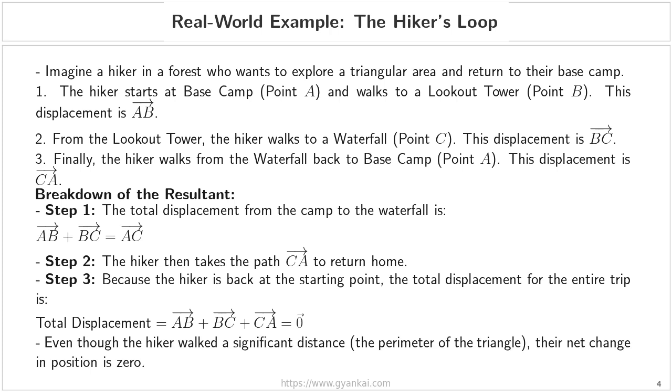It is important to note a key distinction here. Even though the hiker has walked a significant physical distance, specifically the entire perimeter of the triangle, their net change in position, or their total displacement, is exactly 0. This perfectly illustrates the principle we are about to summarize in our key takeaways.